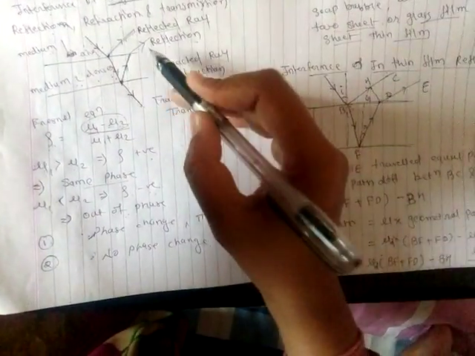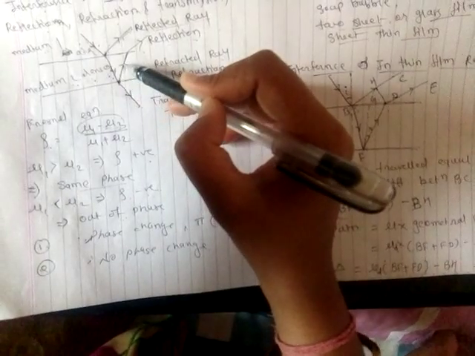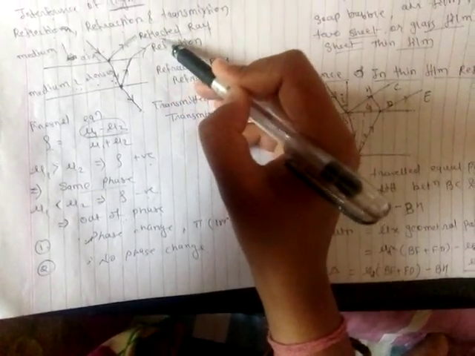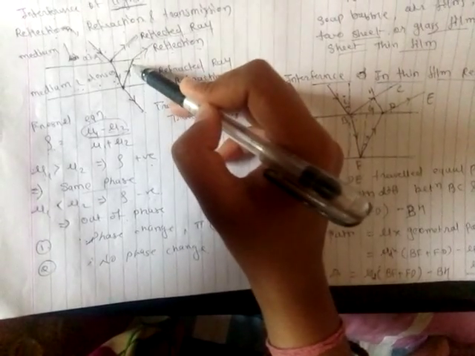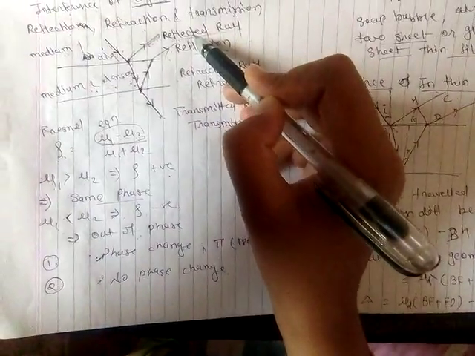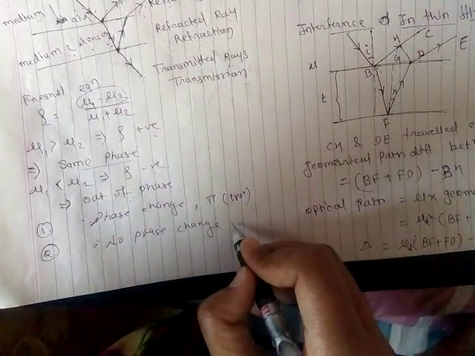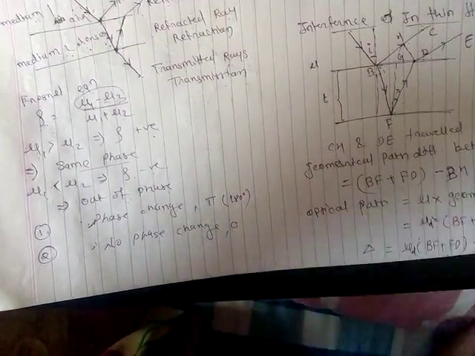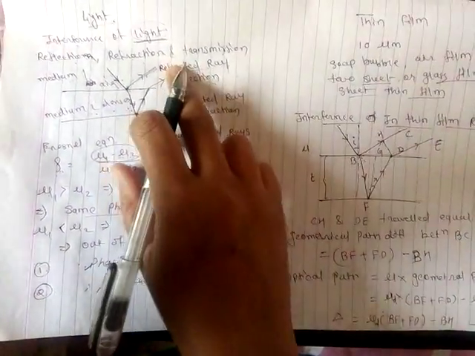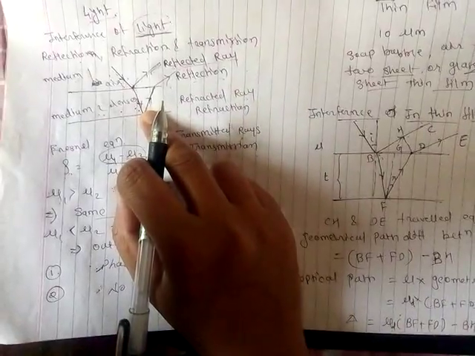And if the ray comes out from the denser to the rarer medium, meaning the ray travels in the denser medium and comes out in the rarer medium, then there is no phase change. The phase change is 0. This is the phase change due to the reflected and refracted rays.